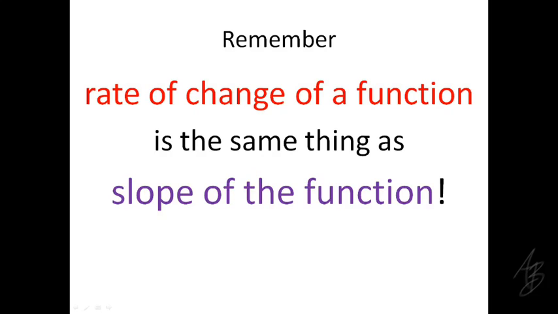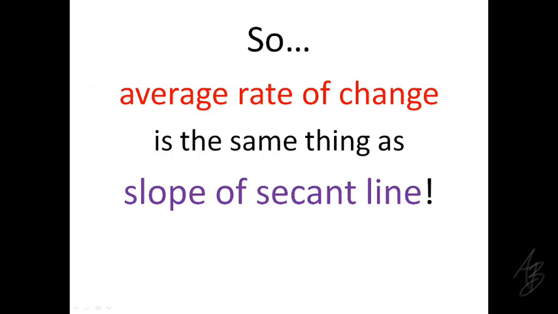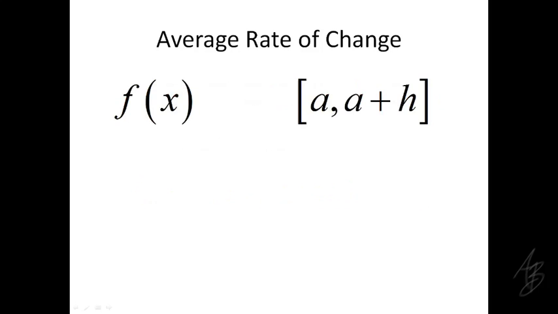And when we were talking about average rate of change, we said that the average rate of change of a function is the same as the slope of a secant line. So what we'd like to do is, rather than look at what a function is doing over a period of time, over an interval, we want to look at what it's doing at a particular point. So we'll start this video with an example.